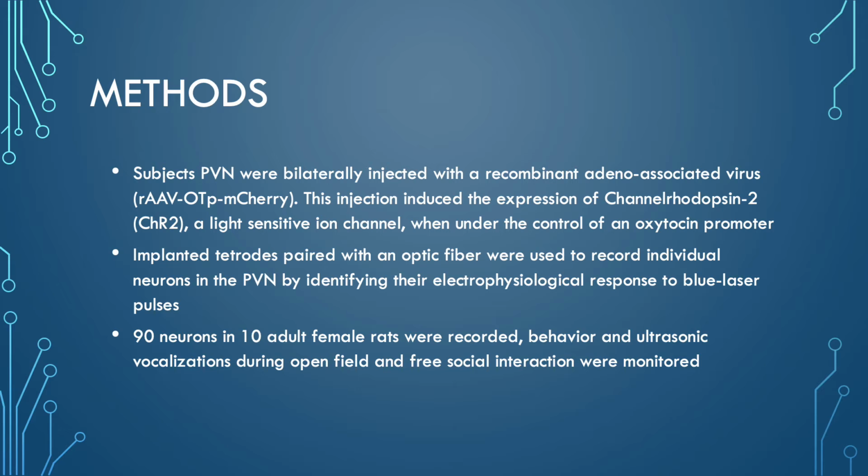90 neurons in 10 female adult rats were recorded. Behavior and ultrasonic vocalizations during open field and free social interactions were monitored. Only virgin female rats were used in these studies.